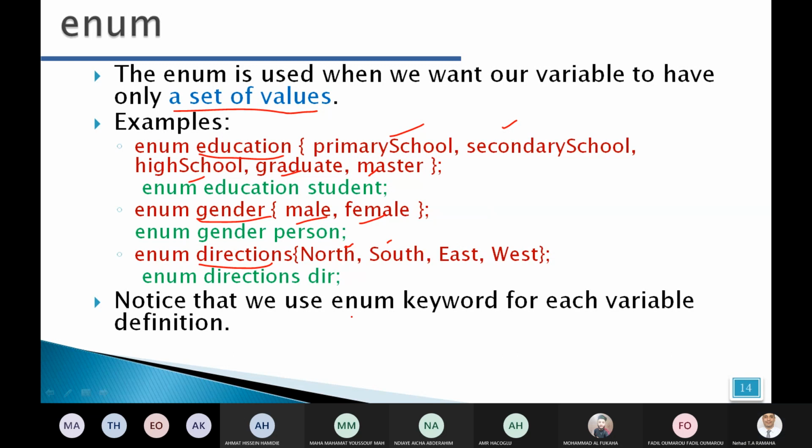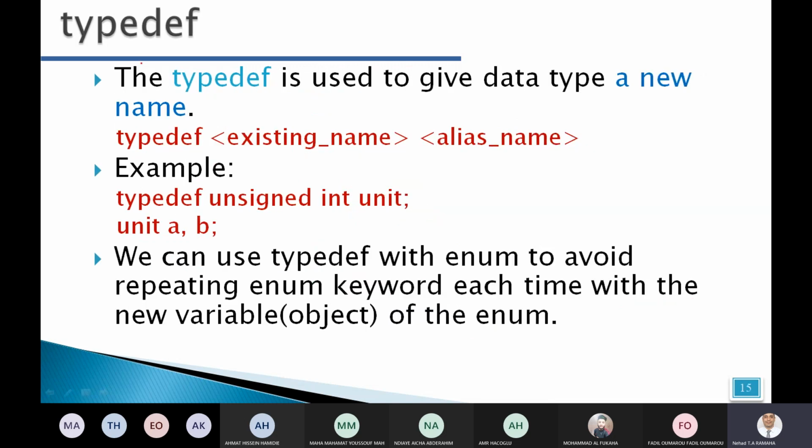So the issue here is that I have to use the enum keyword every time I want to define a variable or object from this enum. But there's a solution for this, to stop using the enum keyword every time. I can use something we call type definition, to define my type of enum and give only a short name or alias name for this enum.